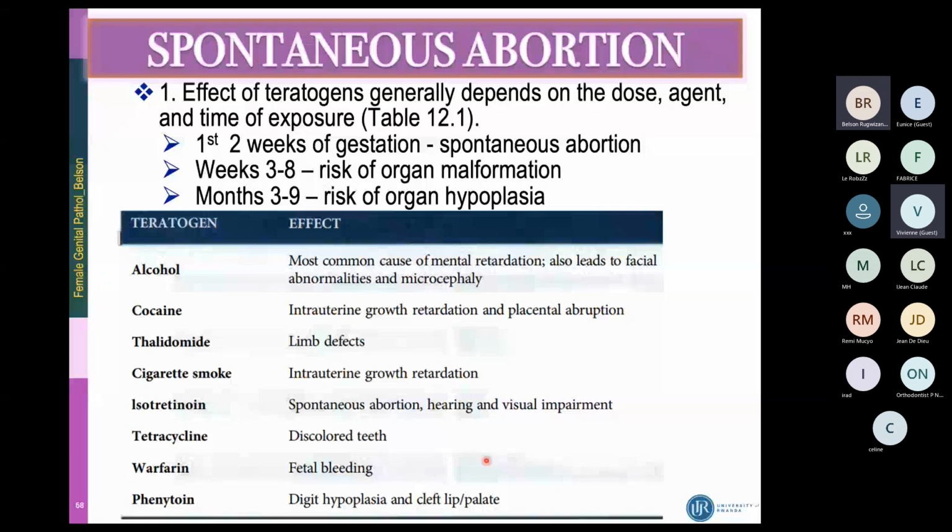And that's why for the first 2 weeks, any spontaneous abortion in that case usually is due to these malformations. And so here we have them. We have alcohol, the most common cause of mental retardation, also leads to facial abnormality and microcephaly.